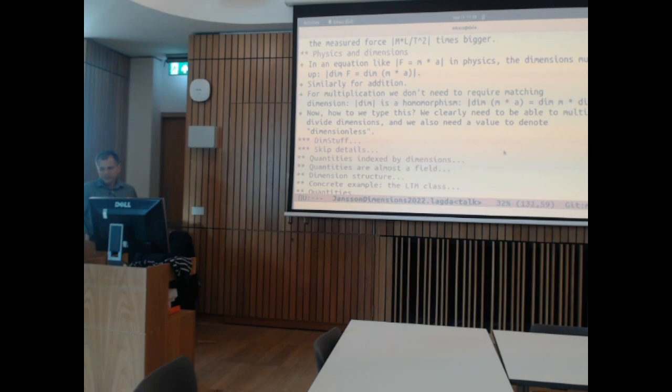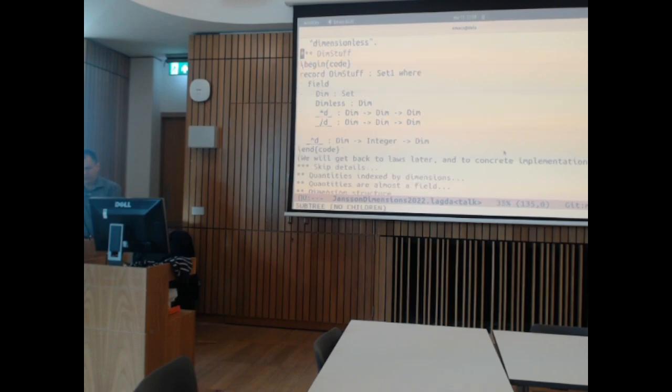So how do we type this then? I'm trying to build this up step by step to see what we need, and at the end we have a full structure. So we need to be able to multiply and divide the dimensions as well as the quantities. So let's start with some dimension stuff.